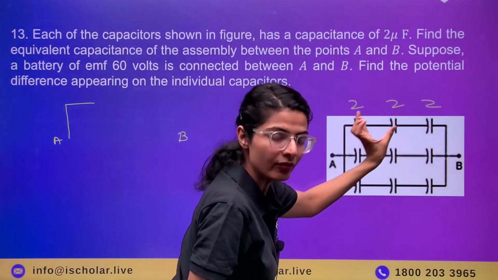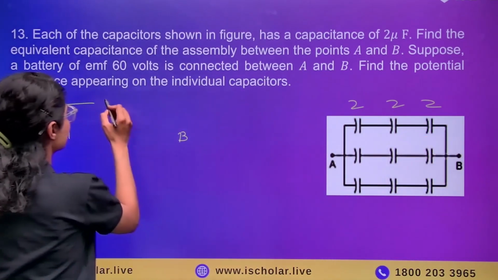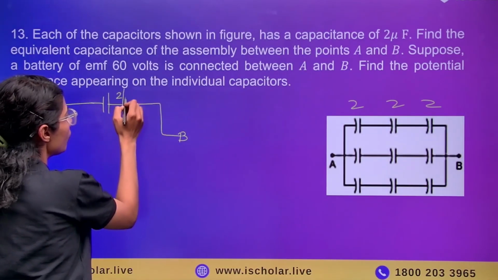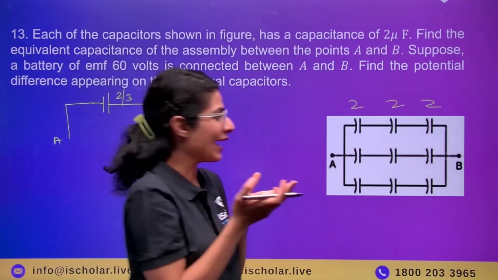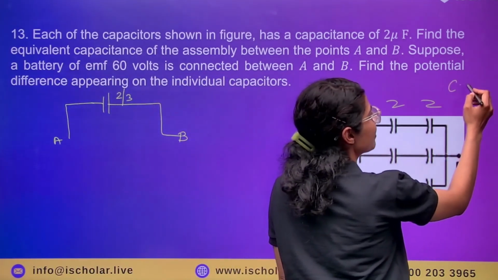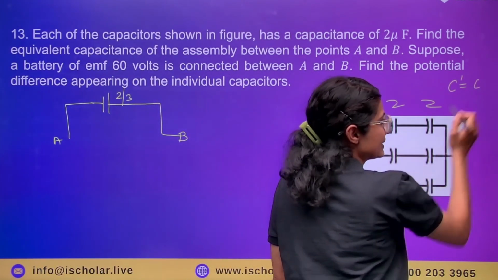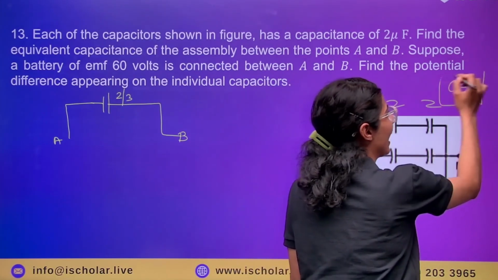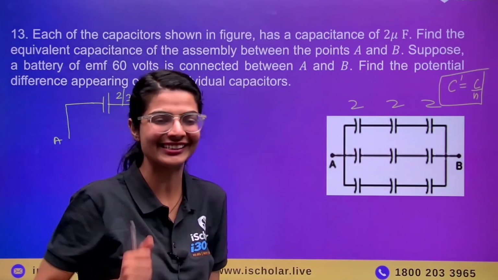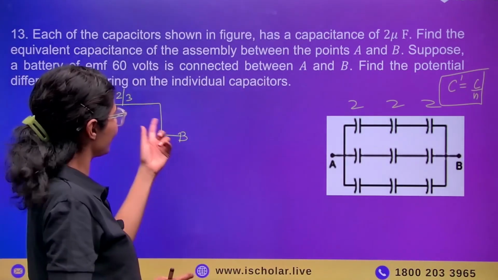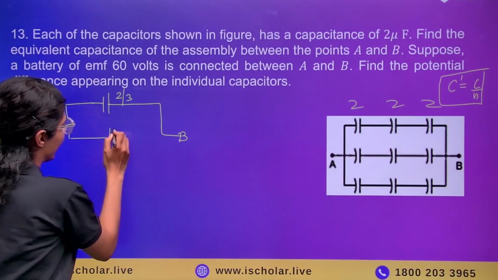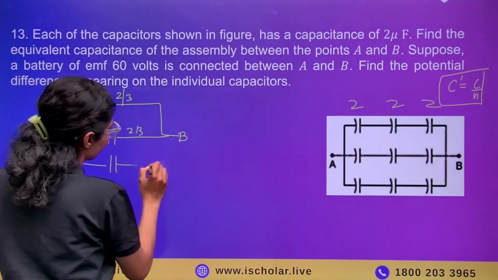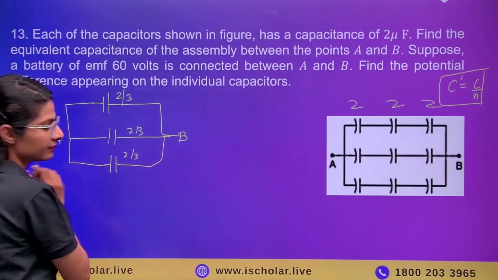If we have equal capacitances in series, students, I have told you so many times, the total capacitance will be given as C, the capacitance of one, divided by the number of parts you have added in series. So this will become C by N. You will write it over here 2 by 3. Again it will be 2 by 3. Again 2 by 3.